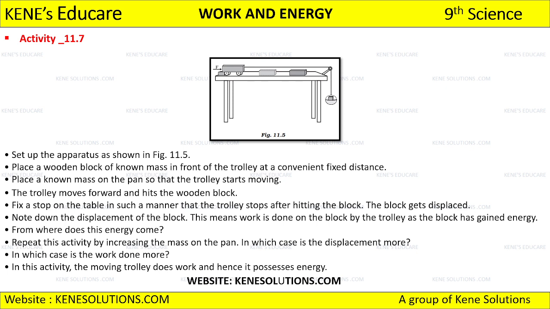Okay, so I hope now you know that because the kinetic energy is transferred from the moving trolley to the wooden block, the wooden block shows the displacement. You can write that when the mass is increased in the pan, more potential energy will be converted into kinetic energy. So the trolley will hit the block with more force and the block gets displaced more. There will be more displacement.